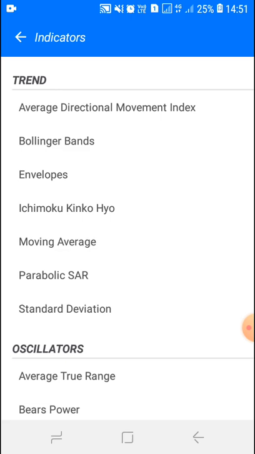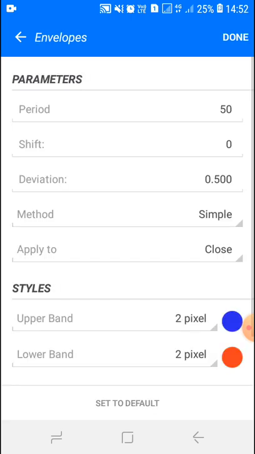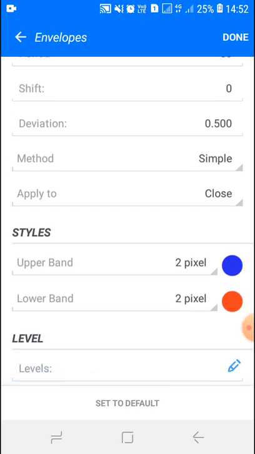I'm not going to go too fast or too slow. I'm just going to explain the video nicely. So add your envelopes. Now make sure that your parameters are like this. The period should be 50, shift 0, deviation 0.500, not 500, 0.500. The method should be simple, apply to close.